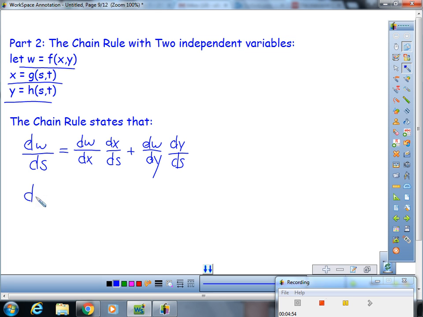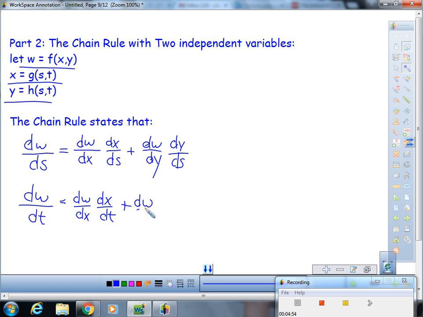And then you also can find dw dt, and that's going to be dw dx dx dt plus dw dy dy dt, okay?